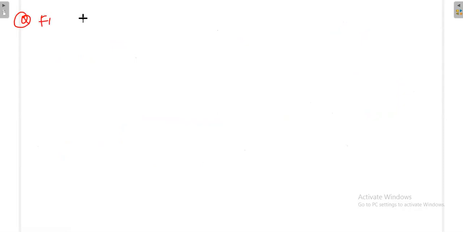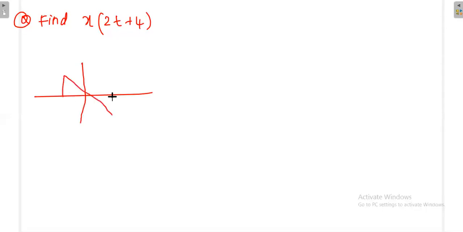Find x of 2t plus 4, because here it need not always be 1 or -1, it can be anything. So what is the given x of t? This is the x of t. This is -1, this is +1, and this is +1, this is -1. Now I have to find out x of 2t plus 4.